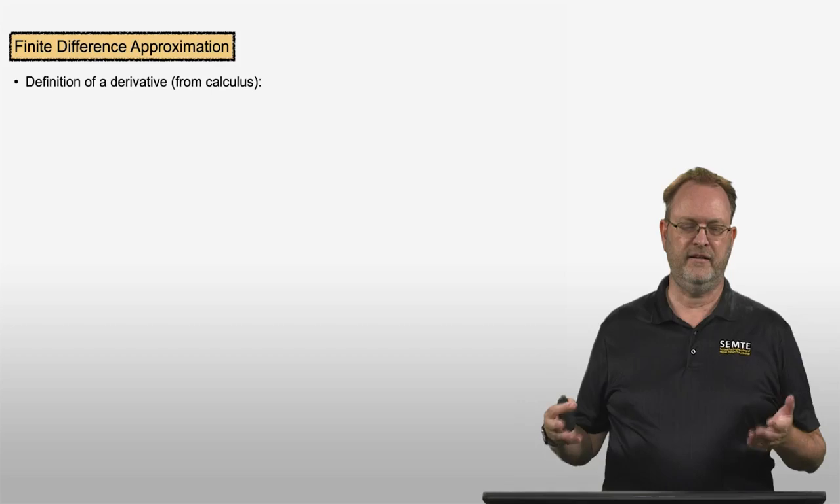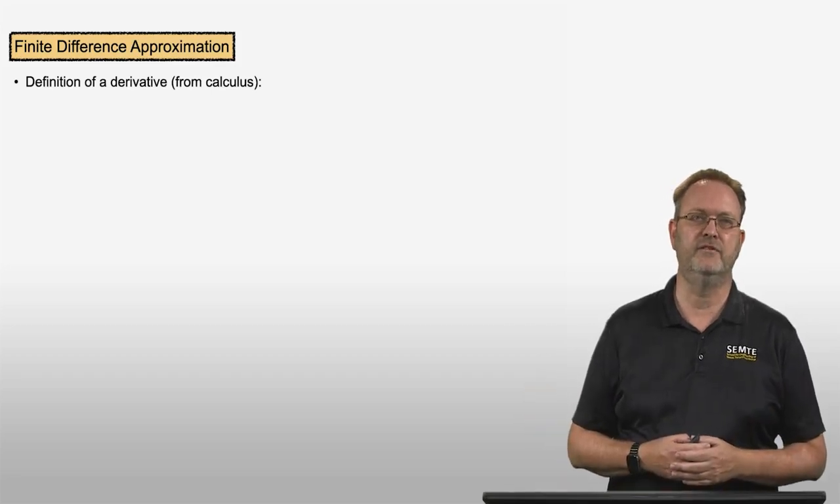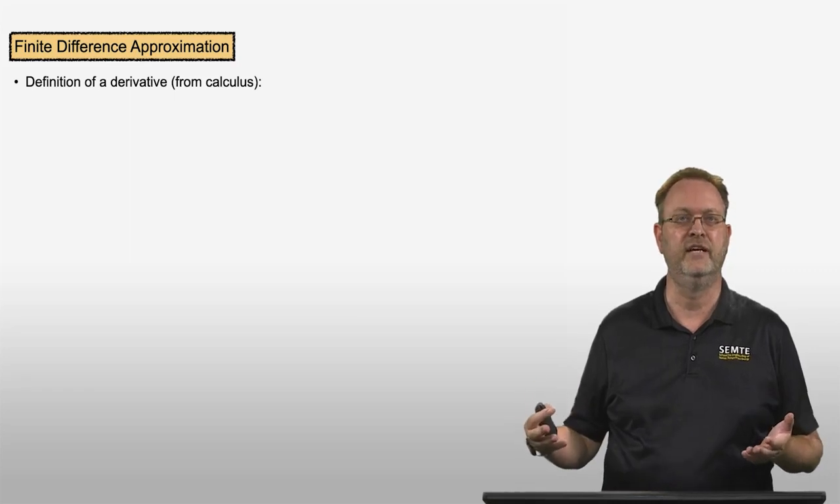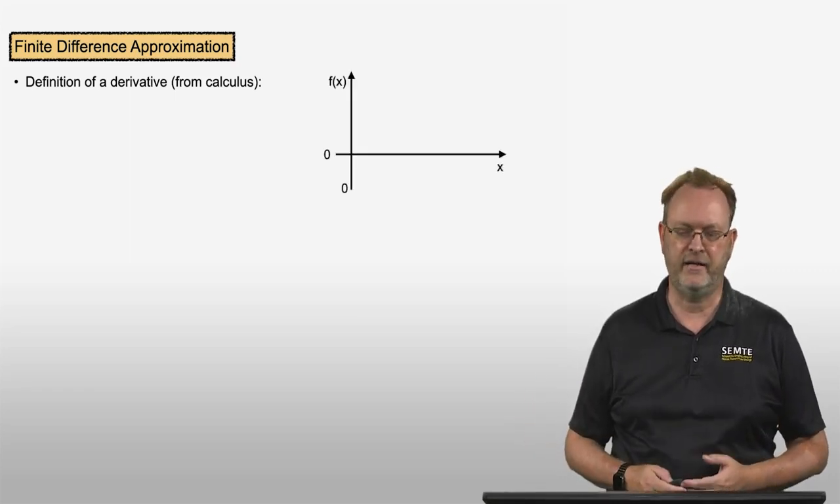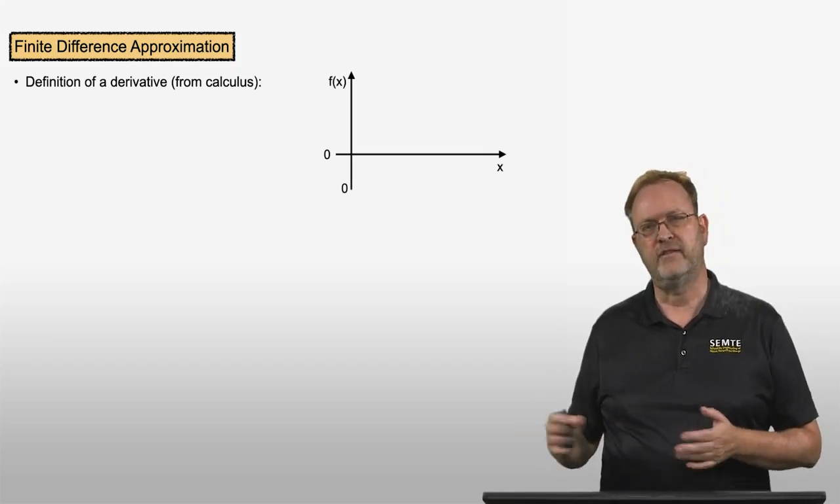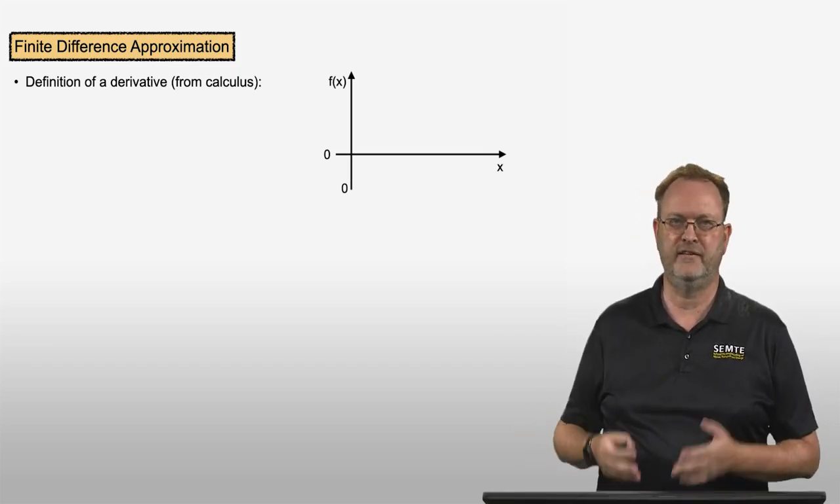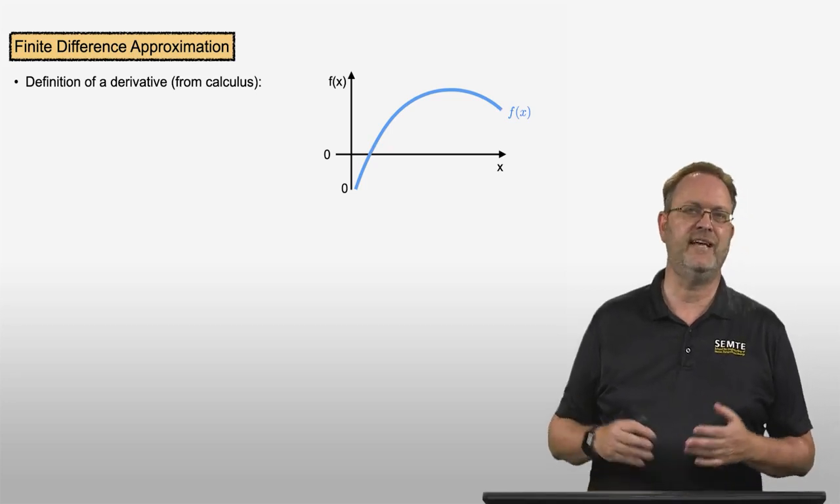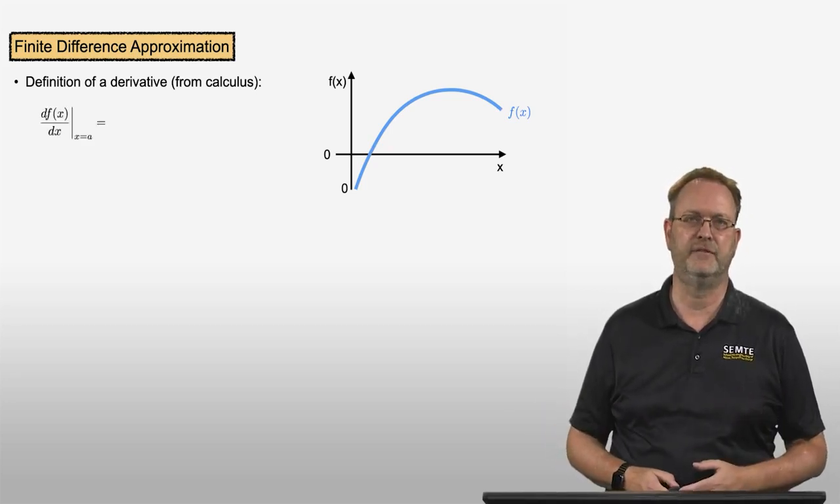So let's look at finite difference approximations, and let's go all the way back to the definition of the derivative that you have learned in calculus. So we have a function f of x, right? We draw x on the horizontal axis and the function values on the vertical axis. And shown here is just an example function that is graphed.